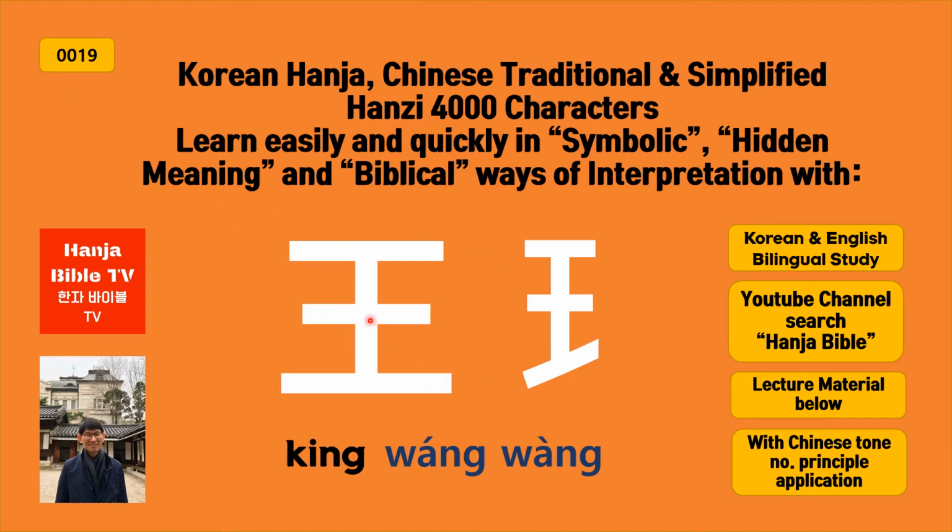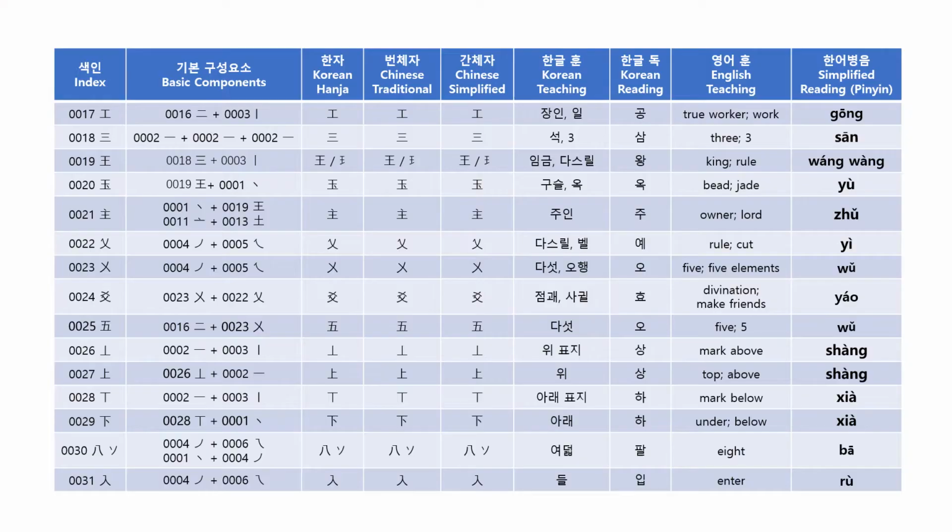This character we are learning easily and quickly in symbolic, hidden meaning, and biblical ways of interpretation of the Chinese characters. This character means king. Two pronunciations we will look at. On the index, we are here.